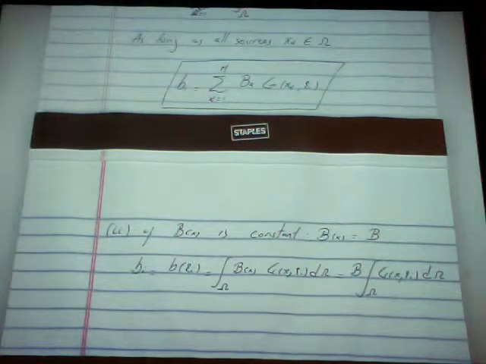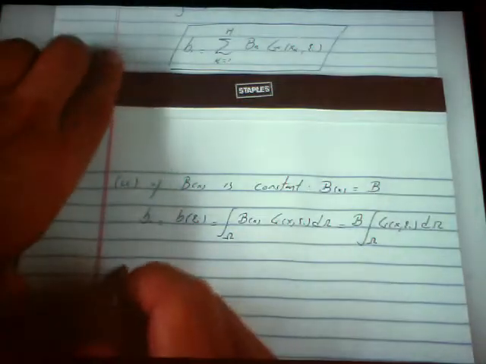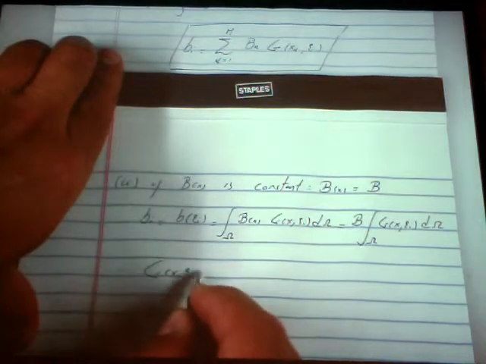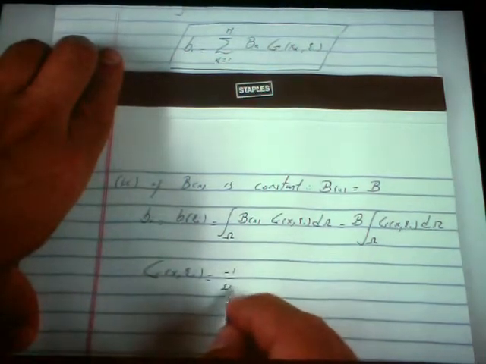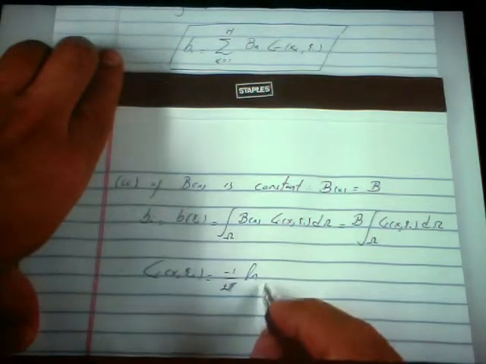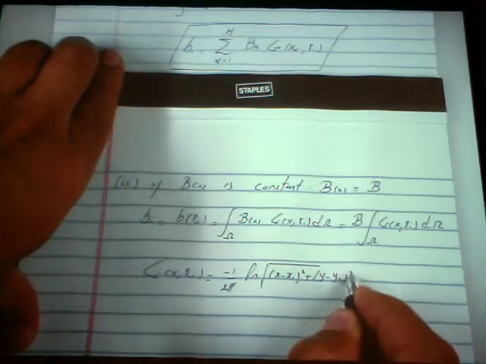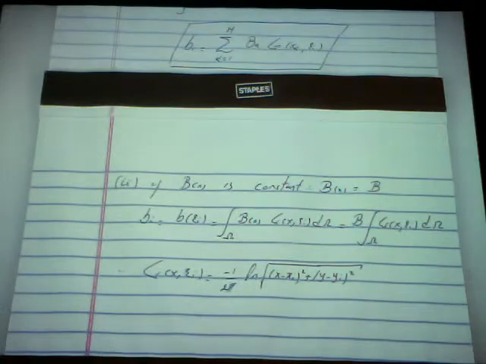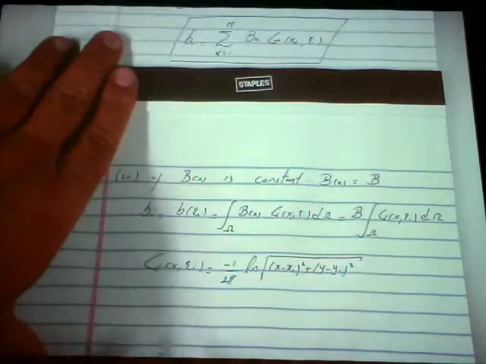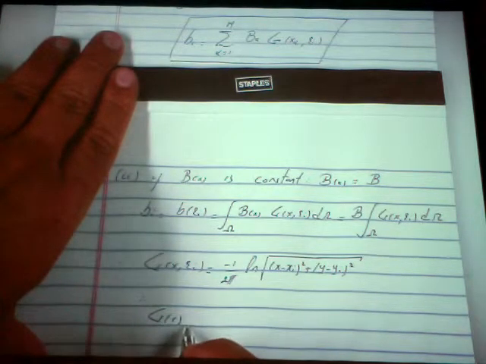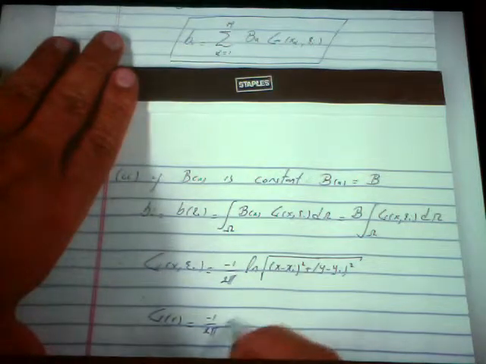Any ideas? I'm going to do it in 2D. You're going to see how it's going to work. G of x and psi I is equal to minus 1 over 2 pi of the log of R, which is, I'm going to write the whole thing here, log of the square root of x minus xi squared plus y minus yi squared. This is the same as saying G of R is equal to minus 1 over 2 pi log of R.